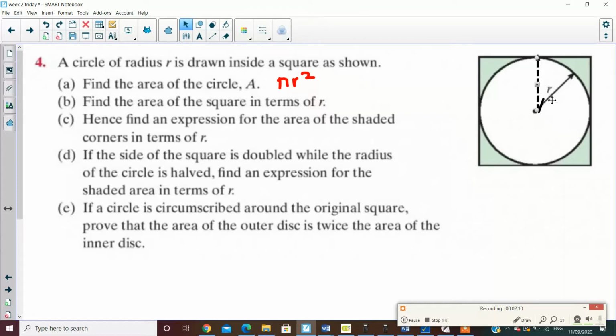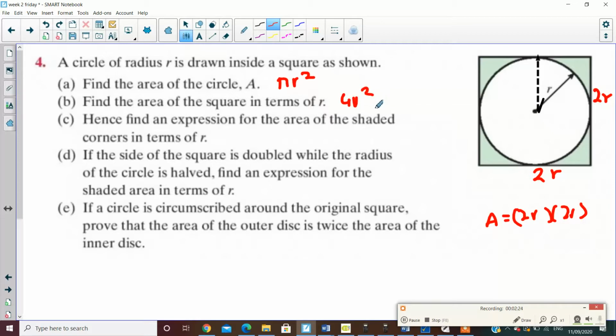Half the length of the square. So double it to get 2r. So that's 2r there and 2r there. So what's the area? 4r squared, right? That's handy enough. 4r squared. Hence, find the expression for the area of the shaded region. So what's the area of the shaded region? The square take away there. So what you get? 4r squared take away pi r squared. You could write it like this if you want, but it's your call. Whichever one you want.